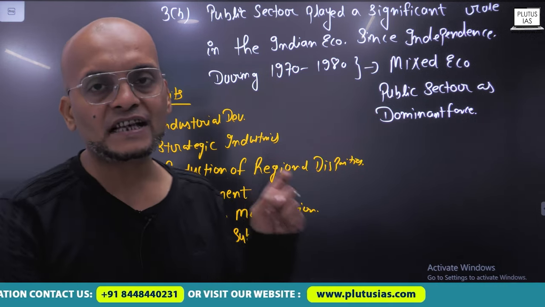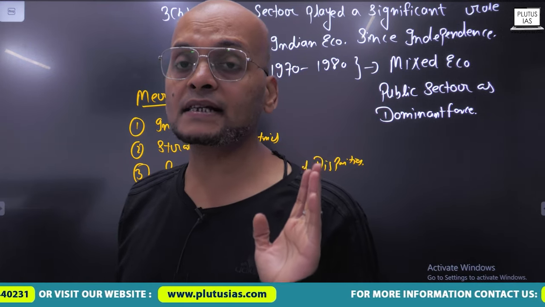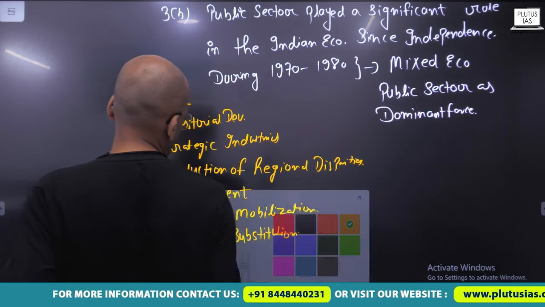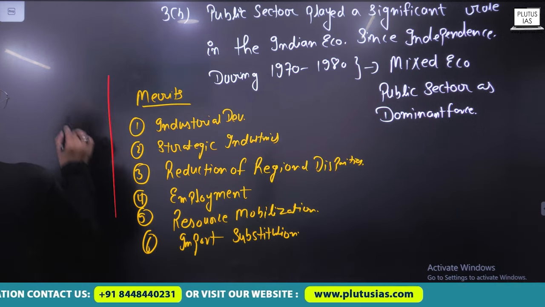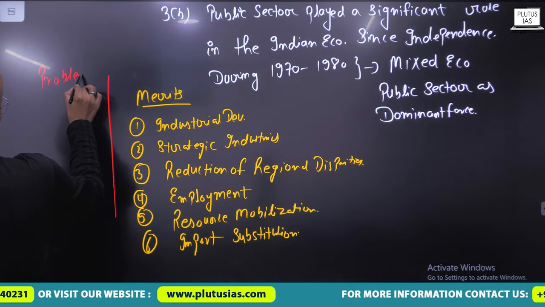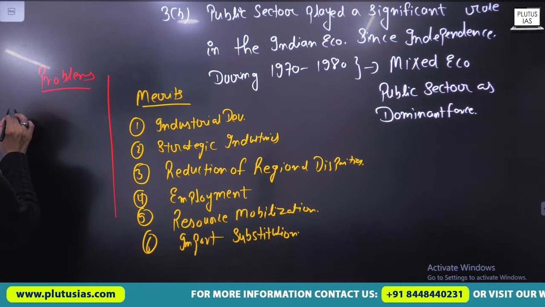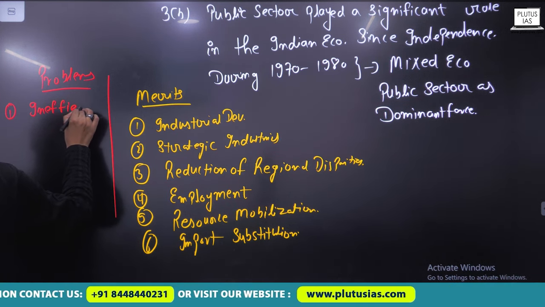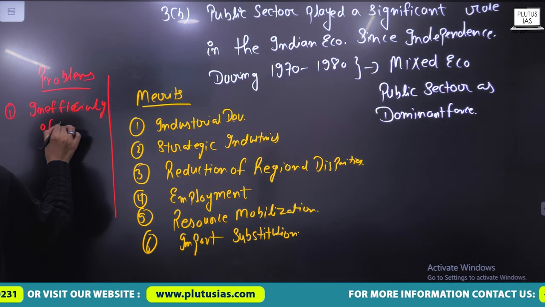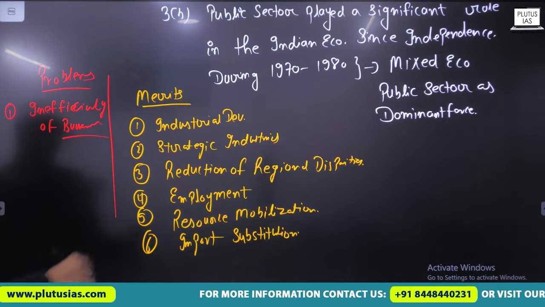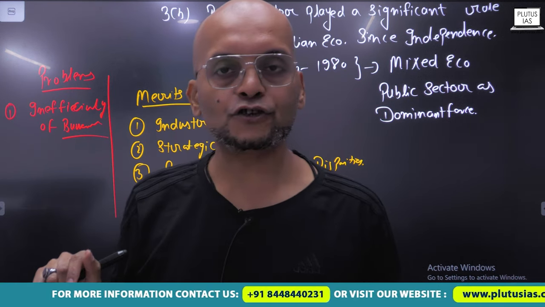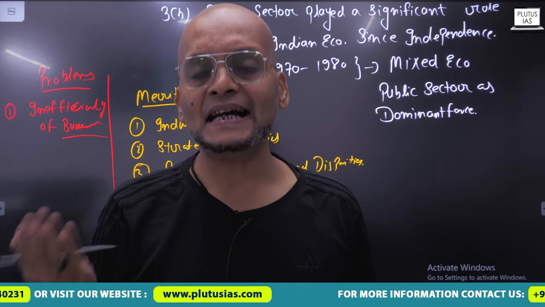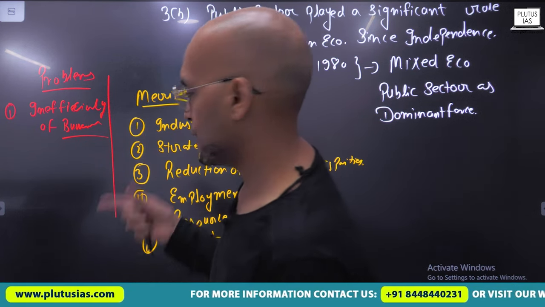Now, during the phase of the 70s and 80s, as asked in our question, this sector, that is PSUs, faced several problems. So what were those problems? Let us illustrate them also. The problems or challenges faced during the 70s and 80s. Number one is inefficiency of bureaucracy. See guys, bureaucrats were running these industries and they were taking bribes, they were inefficient, they were lazy, they were not fulfilling the targets. So, inefficient bureaucracy.